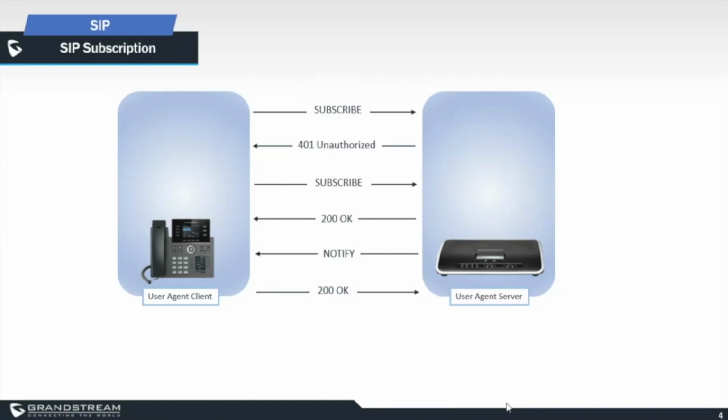The notify message, the subscribe, is also used for the MWI. So when someone calls you and they leave a voicemail for your extension, the UCM will send a message in the SIP notify message to the IP phone to indicate that there is a voicemail for that extension.